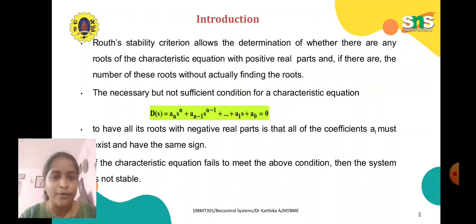to have all its roots with negative real parts is that all of the coefficients ai must exist and have the same sign. If the characteristic equation fails to meet the above condition, then the system is not stable. So the characteristic equation is important: D(s) = an s^n + an-1 s^(n-1) + etc. + a1 s + a0 = 0.